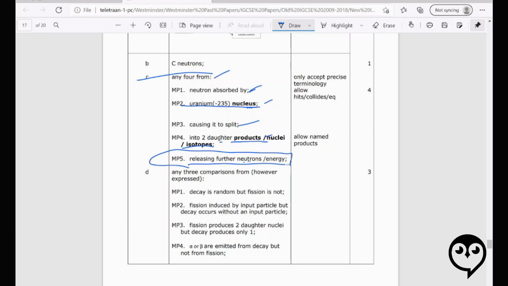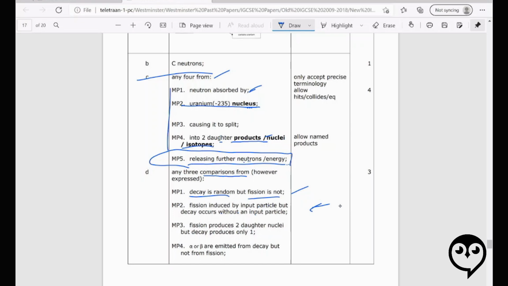Sometimes you can say 5 or 6 different things, and maybe on one mark scheme you need to say 3 of them. Maybe you need to say 4 of them. Maybe on one mark scheme they won't give you credit for saying causing it to split. Who knows? So make sure you know enough details. And let's see, 3 comparisons. Decay is random. Fission is not. We said that. Fission is induced by an input particle, but decay occurs without an input particle.